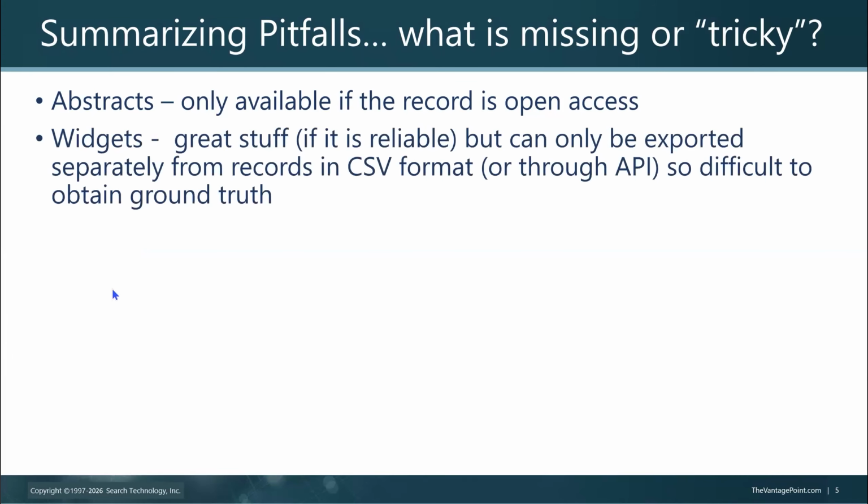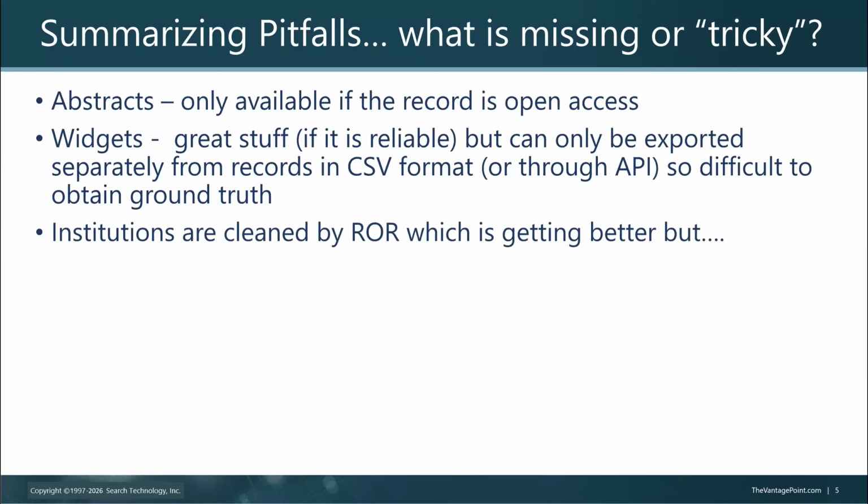The widgets are fantastically neat, but I worry a little bit about the reliability, particularly since they can only be exported separately in CSV format or through the API. So ground truthing those is a challenge. You can try one record at a time and then check the widgets versus reality to see if you trust what's in the widgets. Or if you want to spend the time and effort, you can go through their API interface and try to upload all the widget content to the right record using a DOI. Of course, if the record doesn't have a DOI, then that might be a challenge.